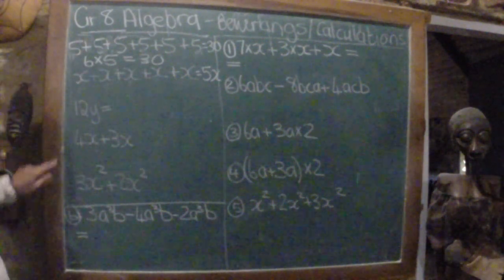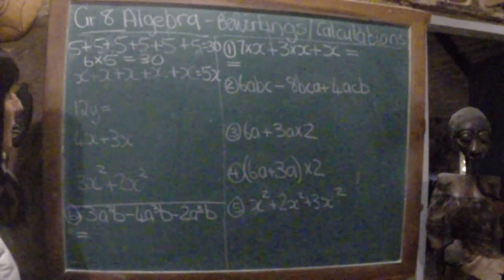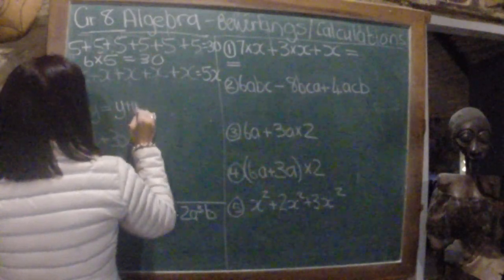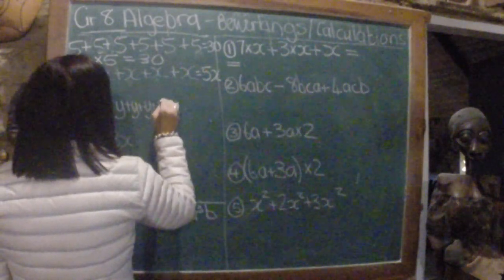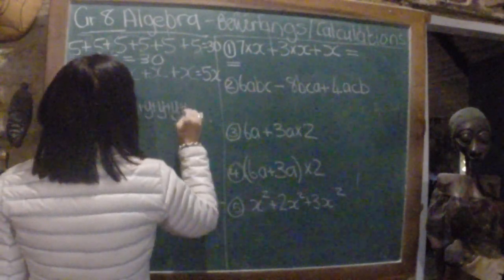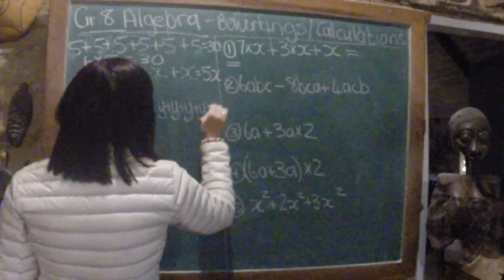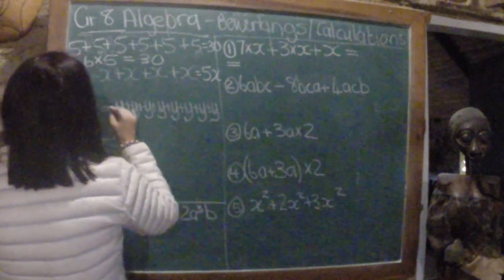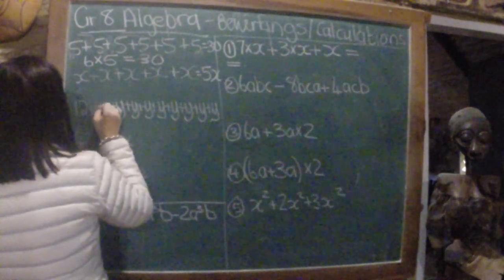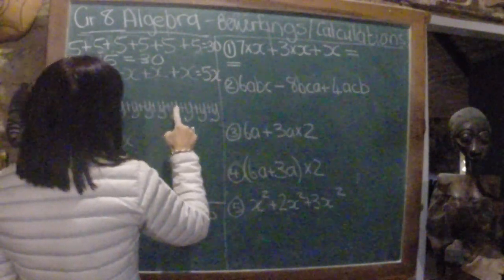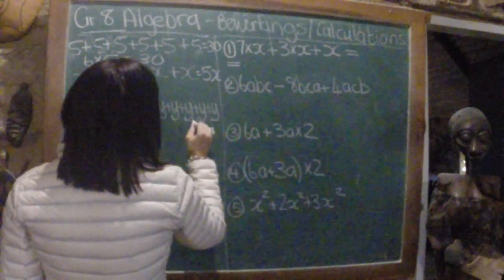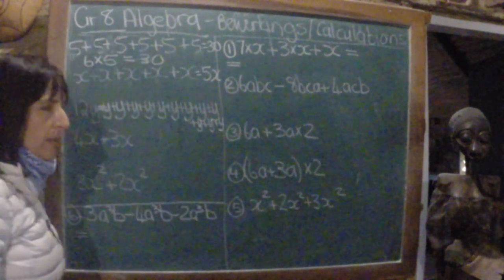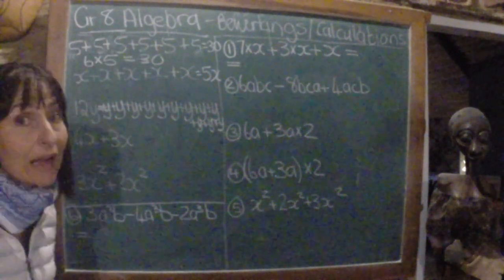Maklik. So wat beteken 12y dan? The meaning of 12y will then be y plus y plus y plus y plus y plus y plus y plus y. 1, 2, 3, 4, 5, 6, 7, 8. Let's put in another one over here. 1, 2, 3, 4, 5, 6, 7, 8, 9. Plus y, plus y, plus y. 12 of them. That's why it's 12y.